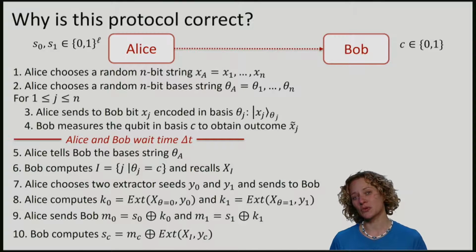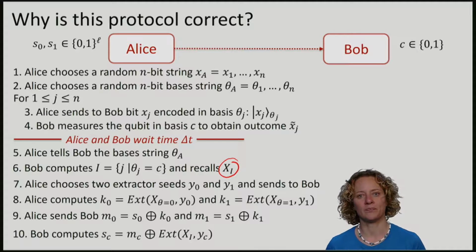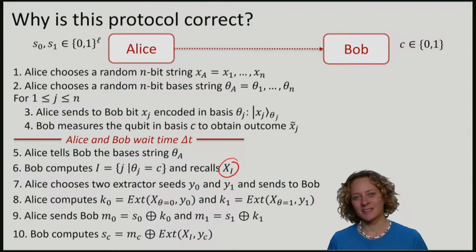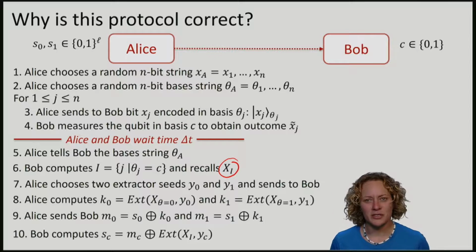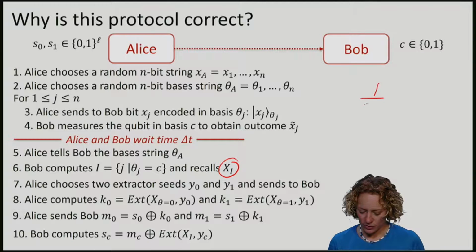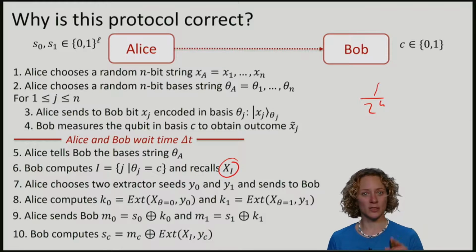Remember that there is no noise on the quantum channel, so Bob definitely learns the bits xi, the substring where Alice measured in the same basis as his choice bit. That's great, but note that it could of course happen that Alice never measures in that basis. That probability is not so large. It's 1 over 2 to the n. Exponentially small in n, but still non-zero.